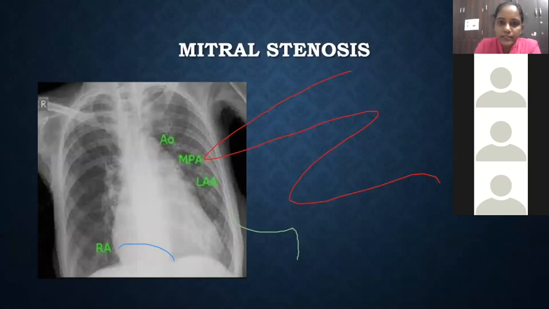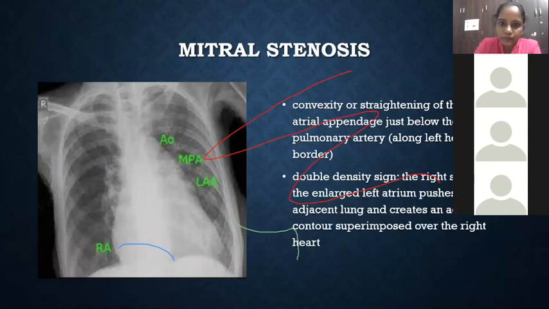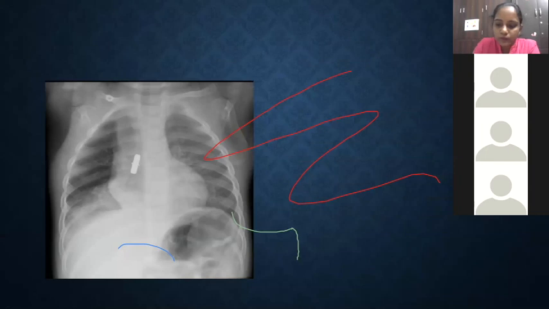So this is a typical X-ray picture in mitral stenosis. There will be straightening of the left heart border because of the increased pulmonary pressures, and the atrial appendage, main pulmonary artery, and the left atrium will all be enlarged, and there will be a straightening of the left heart border. If the left atrium is enlarged, then it may be seen behind the right atrium as a double contour sign.